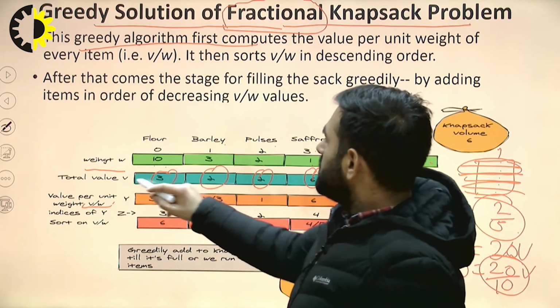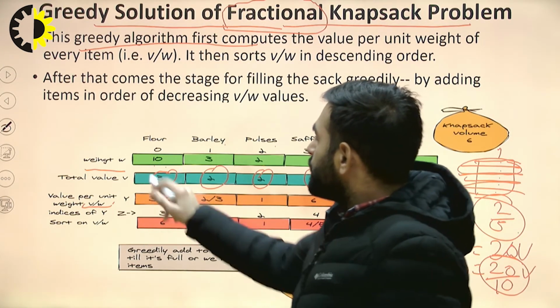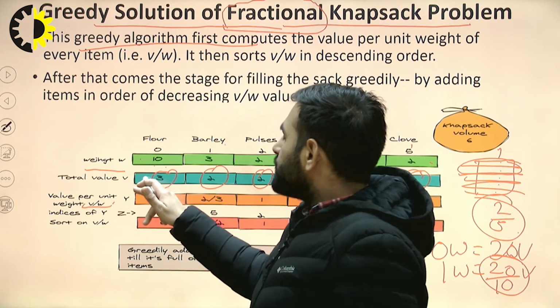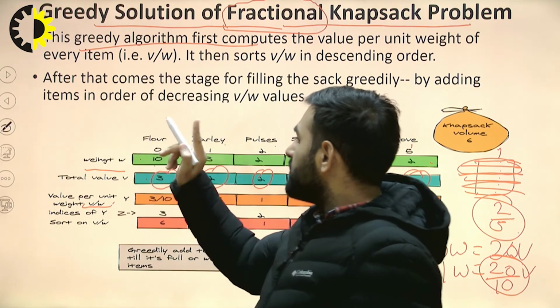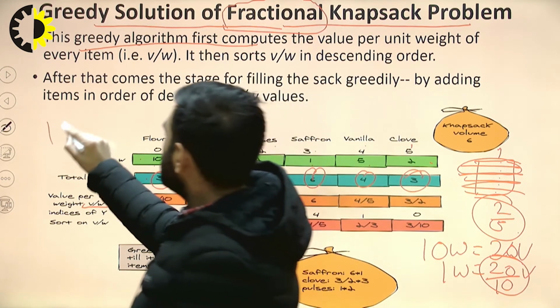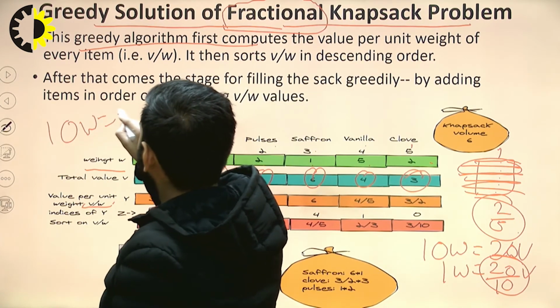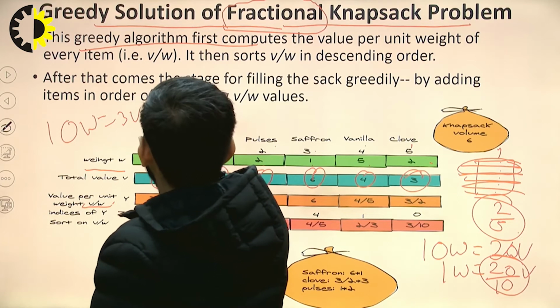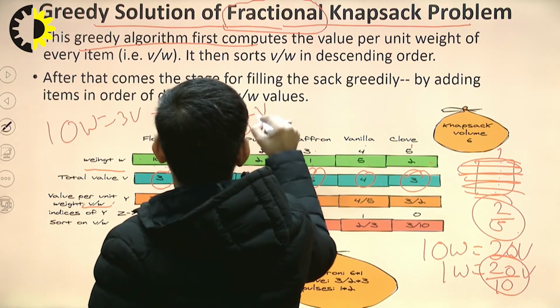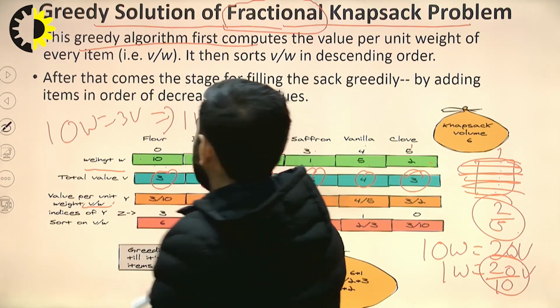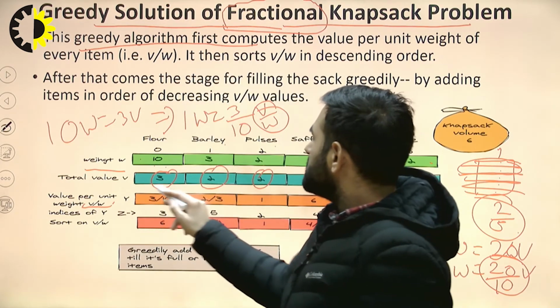Now, for weight 10 giving me a value of 3, what should be the value of 1 weight? That means for 10 weight giving me a 3 value, so what is the 1 weight value? It is 3 by 10, V by W. So it is 3 by 10.